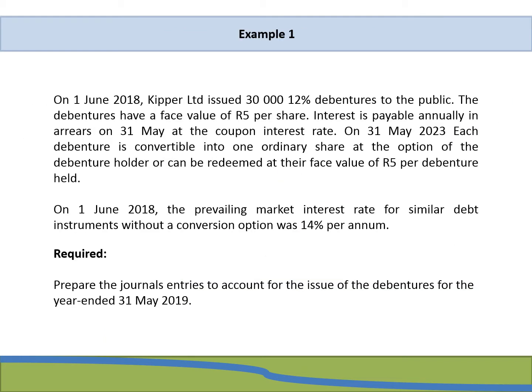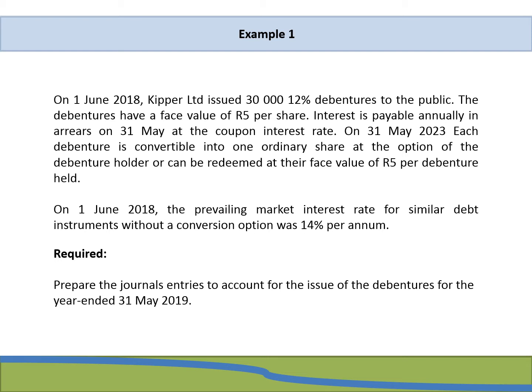Okay, so that is a lot of information to absorb. Let's look at the following example to make more sense of it all. On 1 June 2018, Keeper Limited issued 30,000 12% debentures to the public. The debentures have a face value of R5 per share. Interest is payable annually in arrears on 31 May at the coupon interest rate. On 31 May 2023, each debenture is convertible into one ordinary share at the option of the debenture holder, or can be redeemed at their face value of R5 per debenture held.